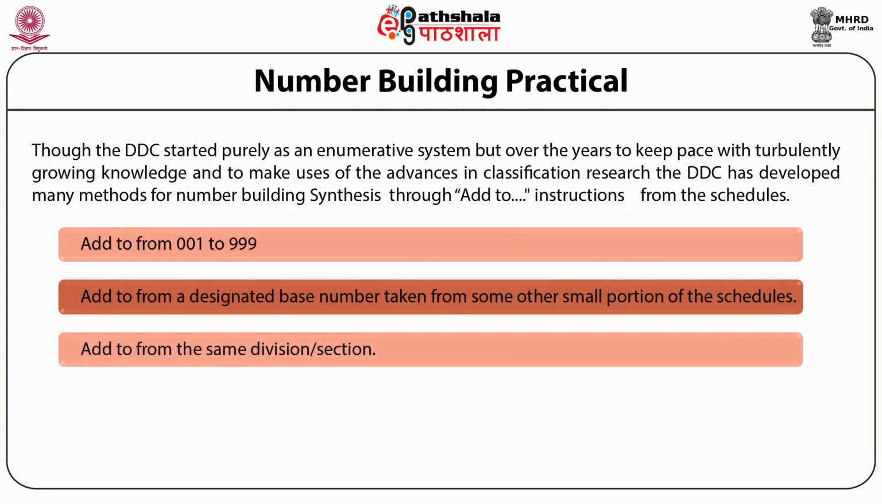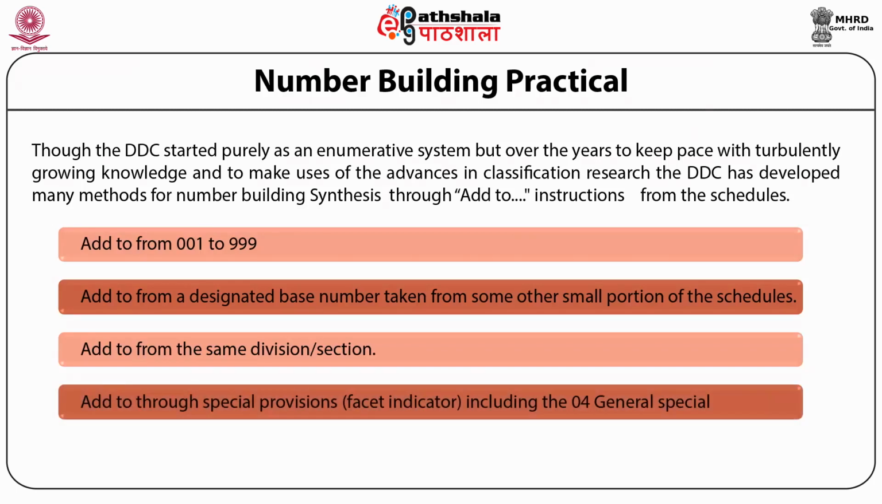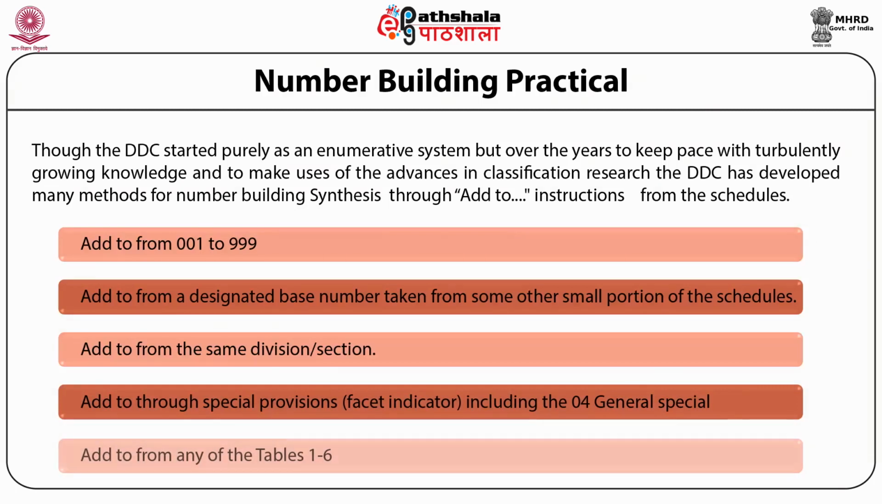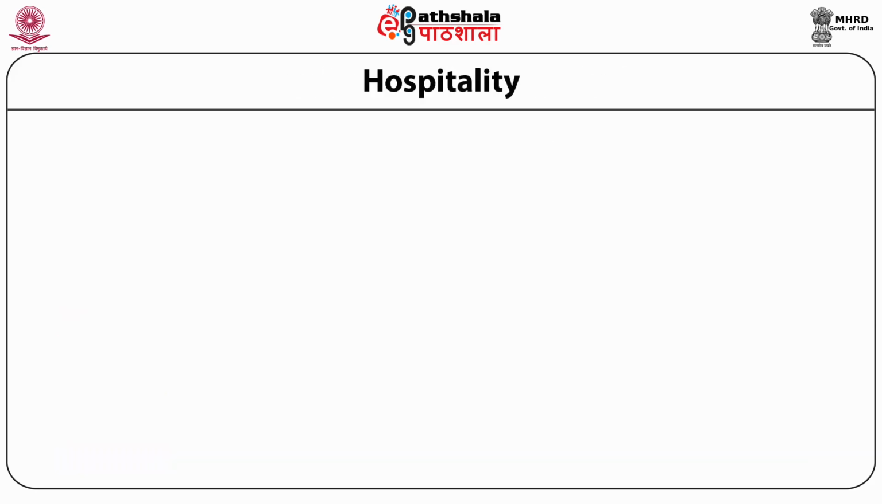Then there can also be adding from the same division that is nearby, and also adding through the facet indicators, including indicator 04, which is known as general special. And of course, we can also add the tables 1 to 6 to any number in the schedules. So there are many provisions for number building in the DDC. In addition, in the schedule there are some special numbers which can be added or used locally to a specified series of numbers.